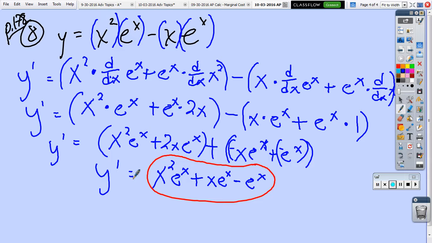You know, the derivative of e to the x is e to the x. And I will provide the formulas.